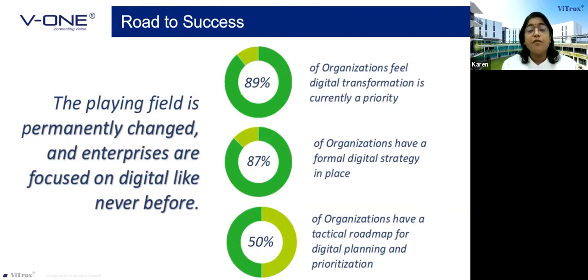And 87% of organizations have formal digital strategies in place. That means they already know that it is very important and they have moved forward to these opportunities. And 50% of organizations have tactically made up their roadmaps for this digital planning. It is 50%. If you see three years ago, it was just about 10 to 15%. There is a tremendous improvement: people are starting and already believing their data is a successful input for their future.